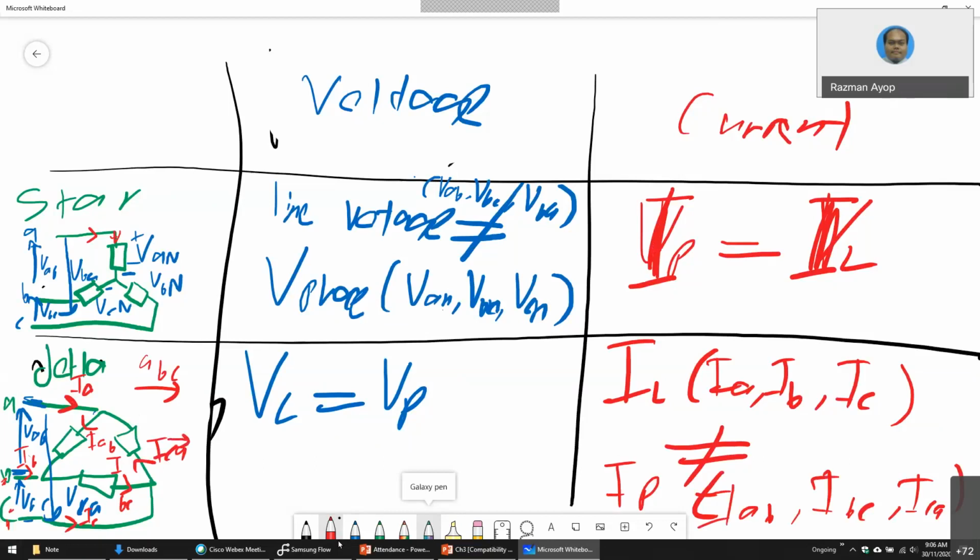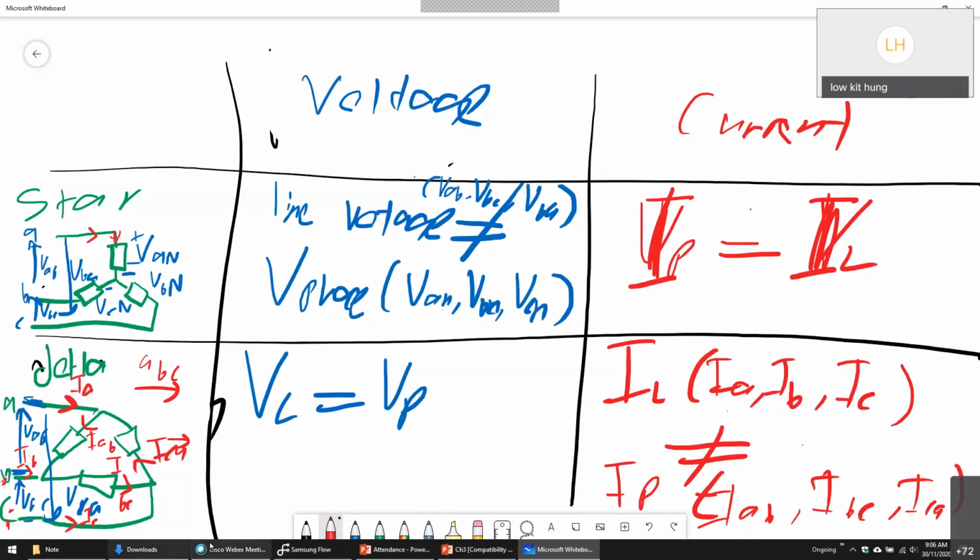Basically, for star connection, the current is the same, but the voltage is different. And for delta connection, the voltage is the same, and the current is different. That is why it is good for you to draw it, because if you are not yet familiarized with this circuit, drawing it lets you see the difference much more clearly.